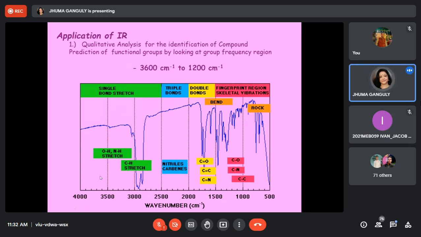First, we can see single bond stretching, up to 2500. This is for OH, NH stretching and CH stretching. Now for triple bonds, nitriles or carbynes, all are from 2500 to 2000. The double bond region is 2000 to 1500. Then the fingerprint region, skeletal vibrations. That is important. Actually, we measure the fingerprint region from 400, 500 to 800.